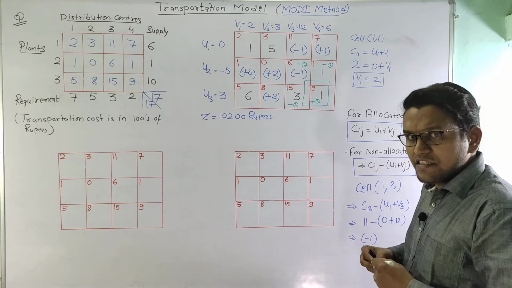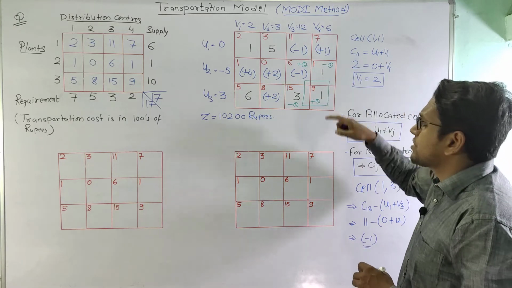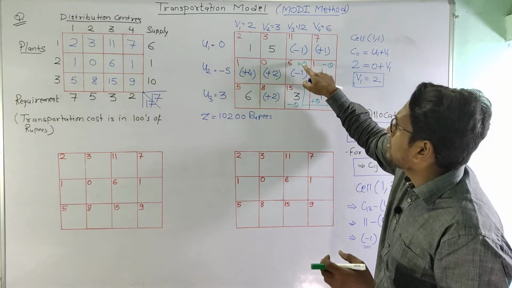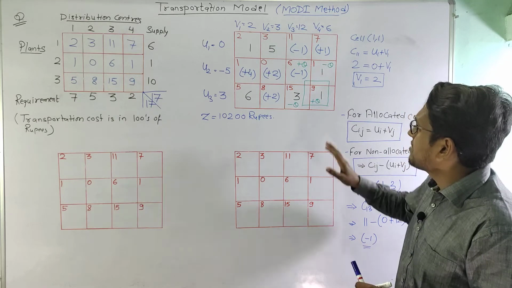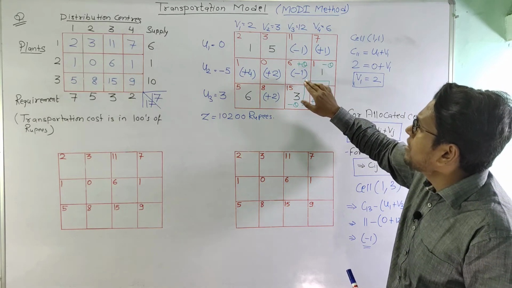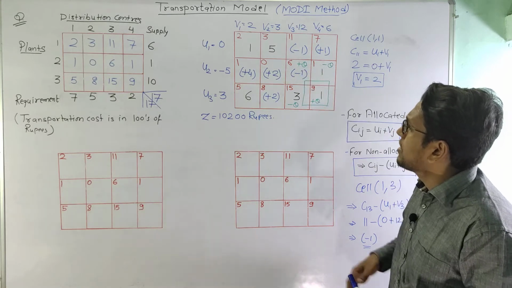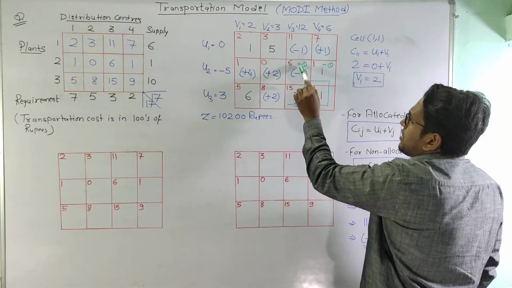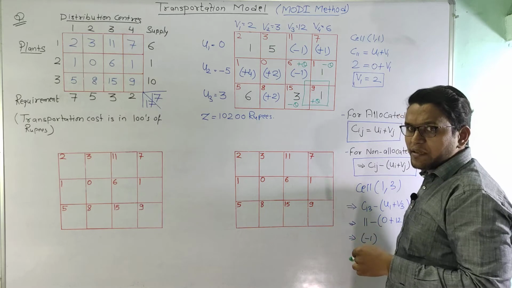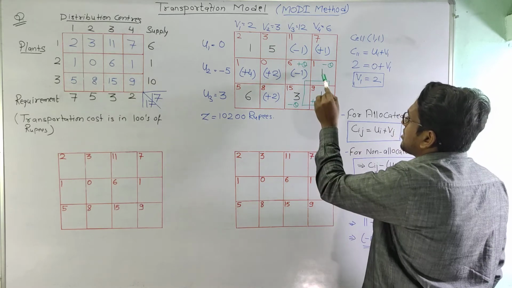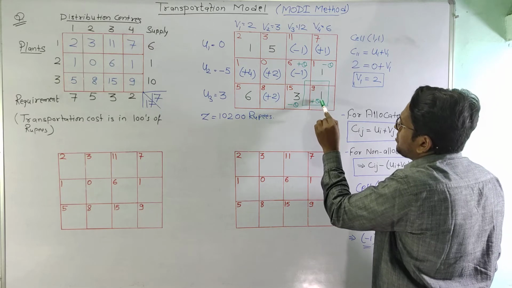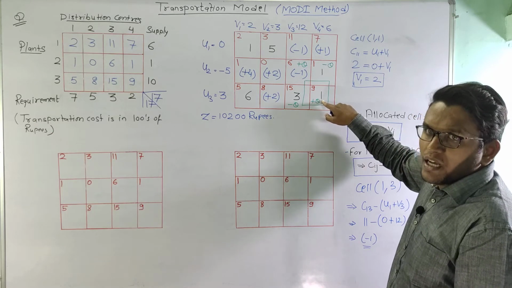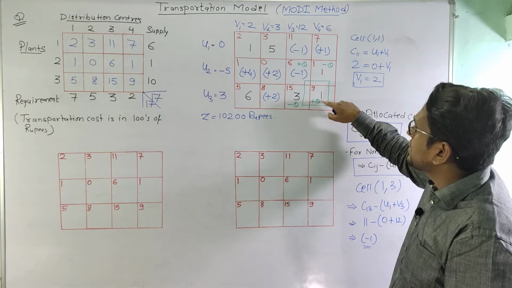Now let us understand what theta is. Theta is the maximum amount that we can allocate at this particular location. So let us find out the value of theta that we will be able to allocate at this particular cell. We can see that here there is no restriction on the value of theta, so theta can be increased indefinitely. Similarly, here at 1 plus theta there is no restriction, and here also we can increase the value of theta indefinitely.